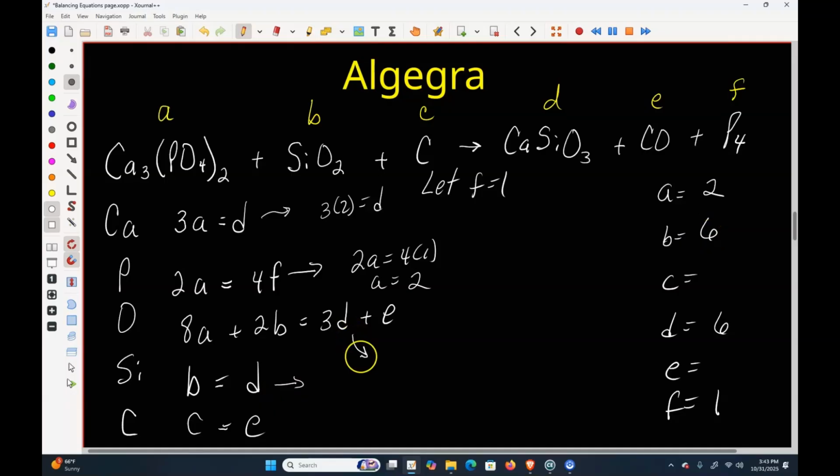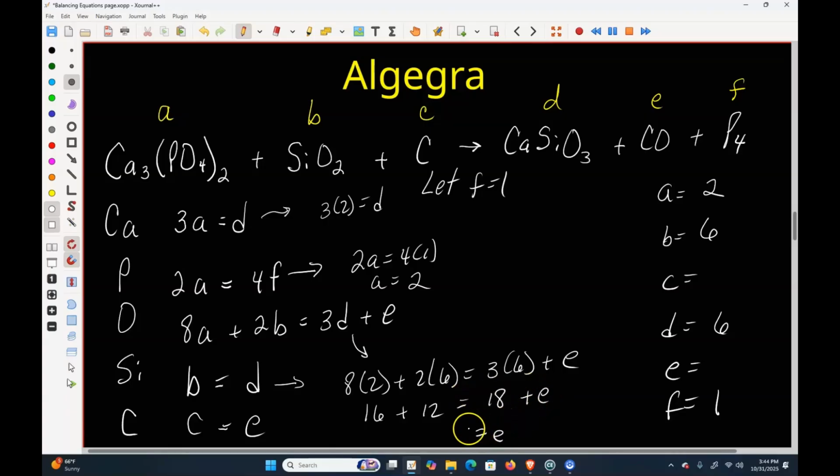Let's take this long equation here. So it'll be 8 times 2 plus 2 times 6 equals 3 times 6 plus E. So this is 16 plus 12 equals 18 plus E. So E will have to equal 10. If E equals 10, then C equals 10.